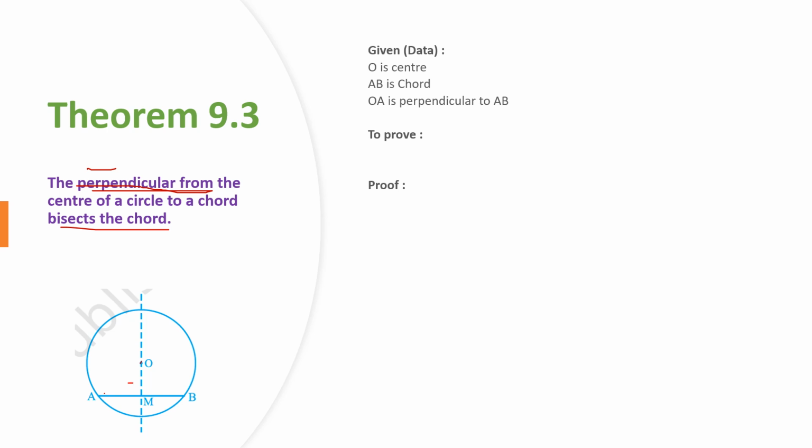So this is 90 degrees. Of course, this is also 90 degrees. Totally 180 degrees. We know that, right? Because we draw OM which is perpendicular to AB.